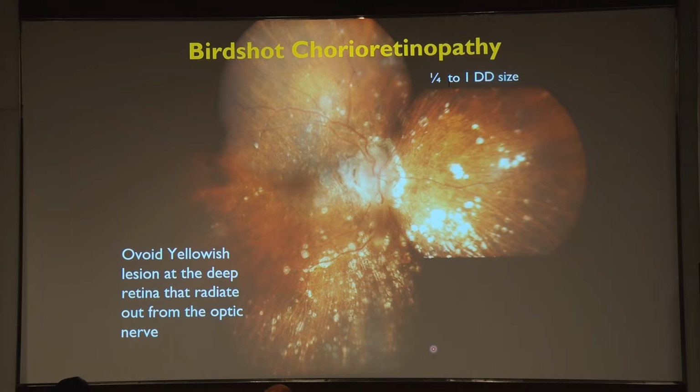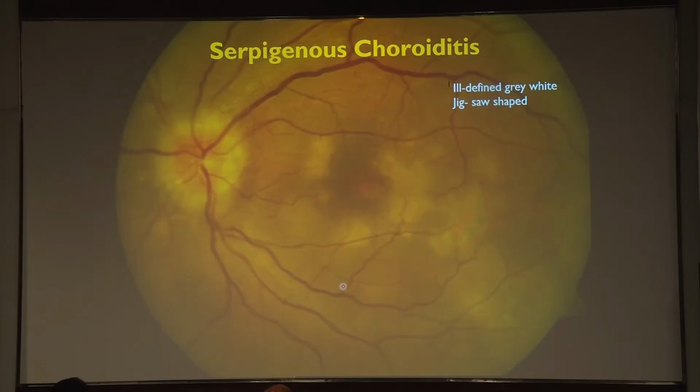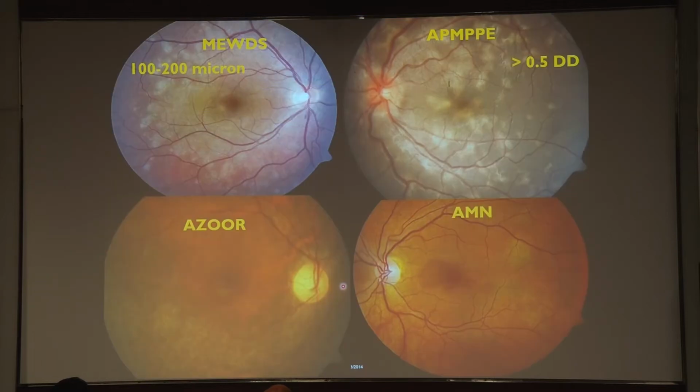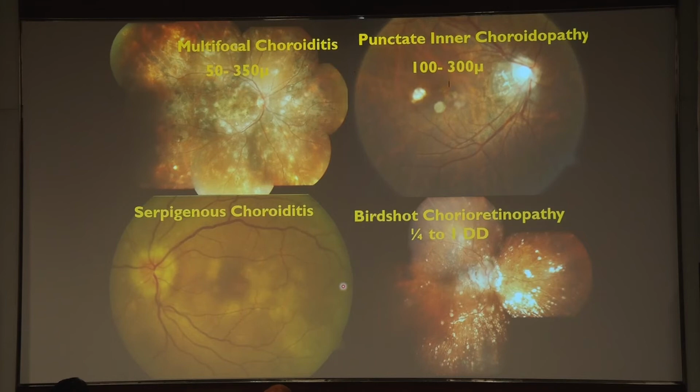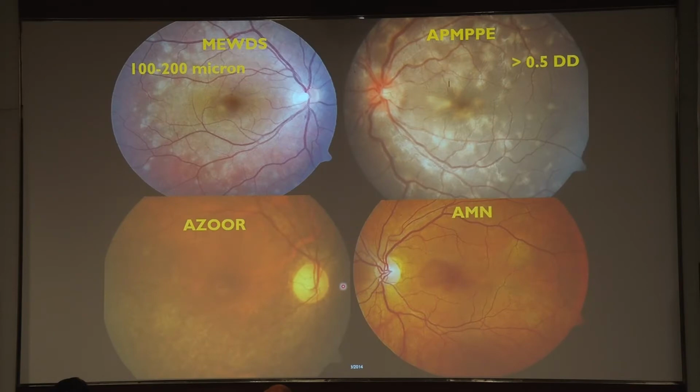Birdshot choroidopathy has typical ovoid-shaped yellowish lesions at the deep retina that radiate from the optic nerve towards the periphery. As it goes outward, the size of the lesion also becomes larger. Serpiginous choroiditis has very ill-defined gray-white jigsaw-like lesions which progress day by day, and pigmented choroidal atrophy occurs as treatment progresses. Just to show again, MEWDS is 100 to 200 microns, APMPPE is around 0.5 disc diameter, and AZOOR has RPE atrophy. Multifocal choroiditis and birdshot choroidopathy have larger lesions and require treatment, but these four we can usually observe.